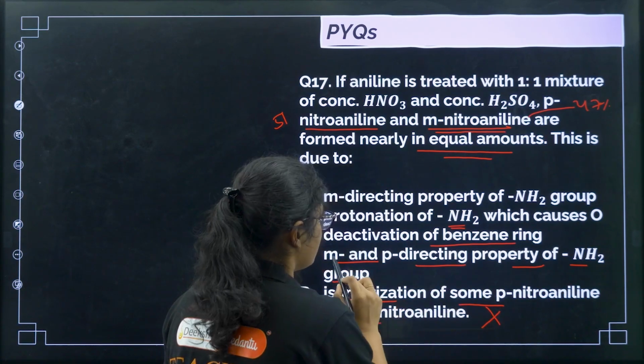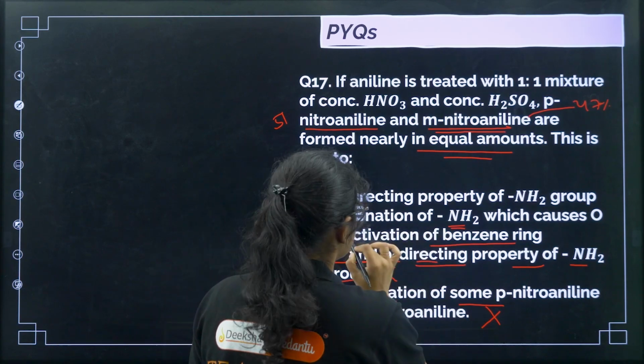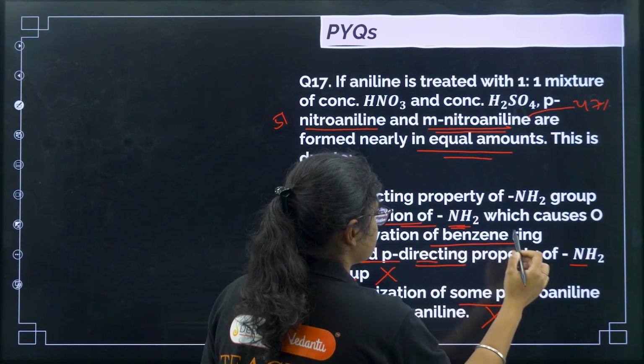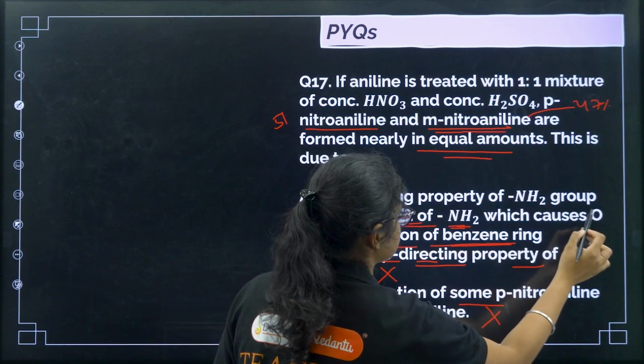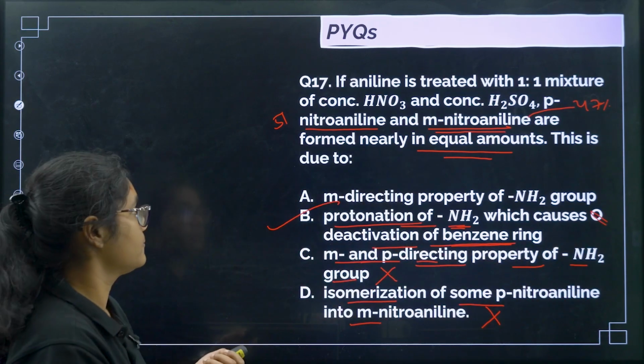So this is not there. NH2 group does not have meta and para directing nature. This one can be the correct answer. The protonation of NH2 group causes deactivation of the benzene ring. Okay, causes deactivation of benzene ring. So correct answer is option number B here.